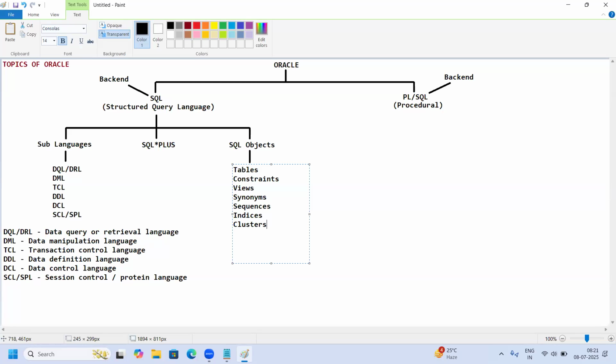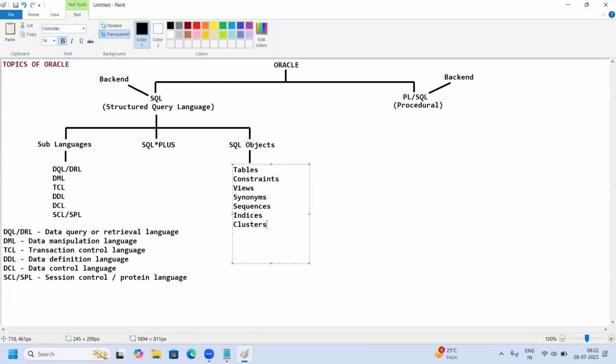Domain, entity, reference. 3 types. Views have types: simple views, check option views, read-only views, complex views, force views, materialized view types. Synonyms: private synonym, public synonyms. Sequences, no classification. Indices have types.